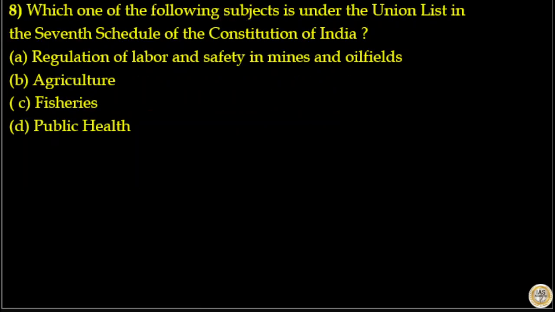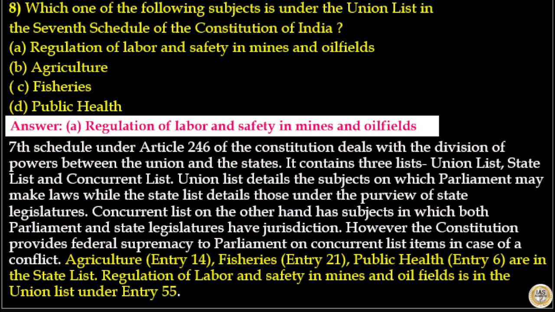Which one of the following subjects is under Union List in 7th Schedule of Constitution of India? Option A. Regulation of Labour and Safety in Mines and Oil Fields. Option B. Agriculture. Option C. Fisheries. Option D. Public Health. Here answer to this question is option A. Regulation of Labour and Safety in Mines and Oil Fields.